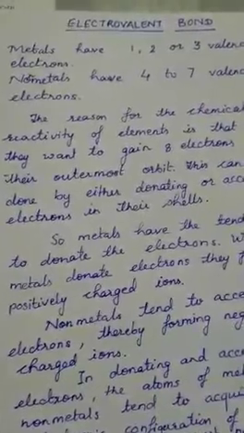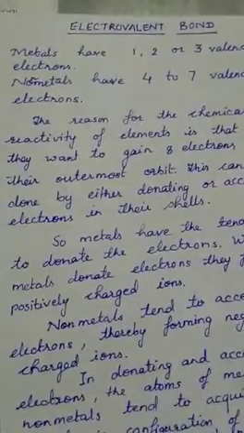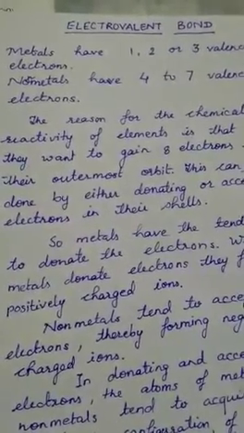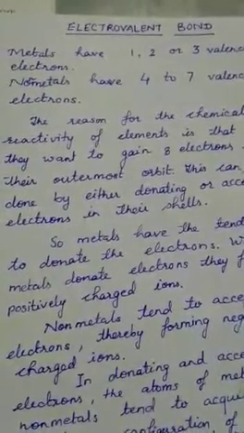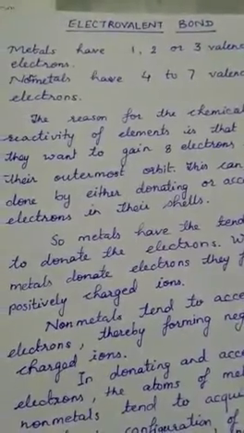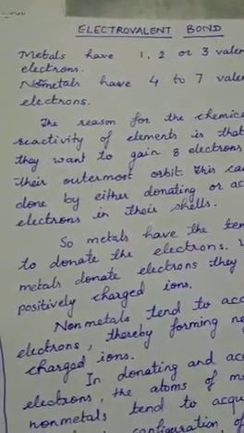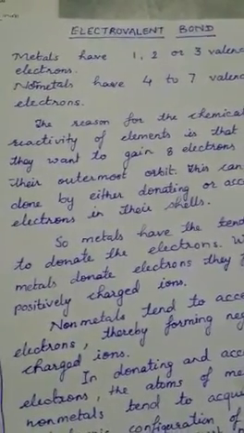Now you understand valence electrons are the electrons present in the outermost shell of the atom. They decide about the valency of the element. And we also had seen that non-metallic elements have 4 to 7 electrons in their valence shell.